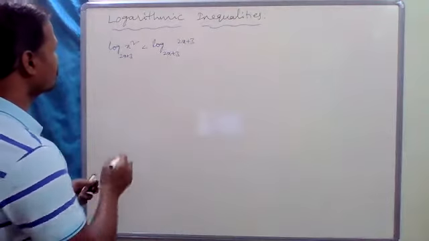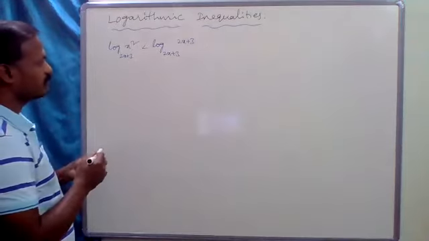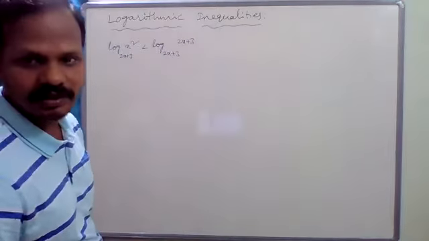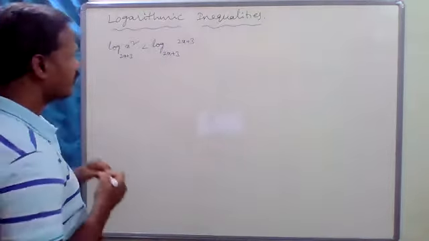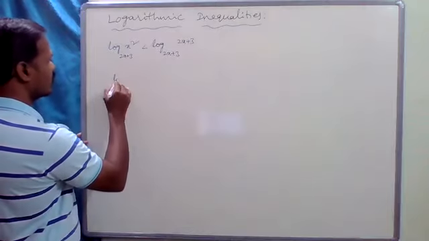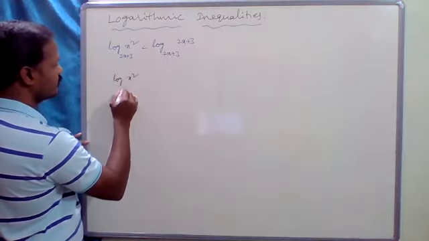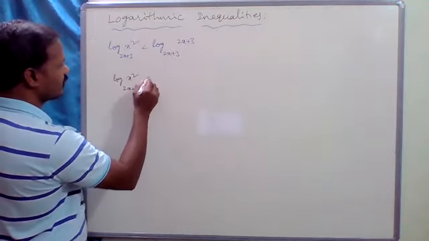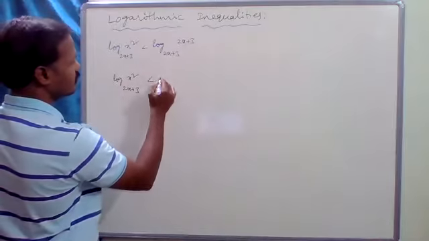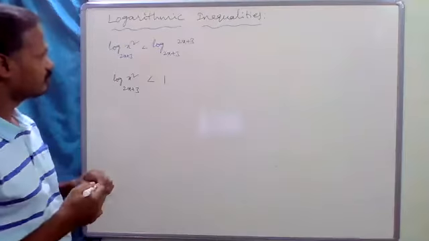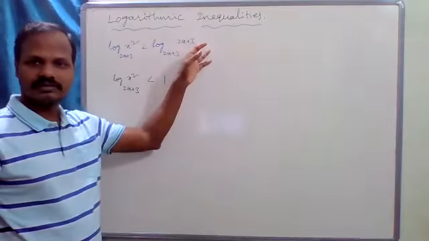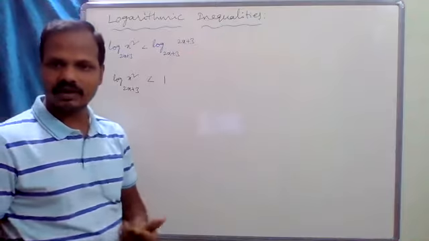So log x square base 2x plus 3 is less than log 2x plus 3 base 2x plus 3. Now, what is the value of this one? It is 1, because this is log a base a. Log a base a is 1.